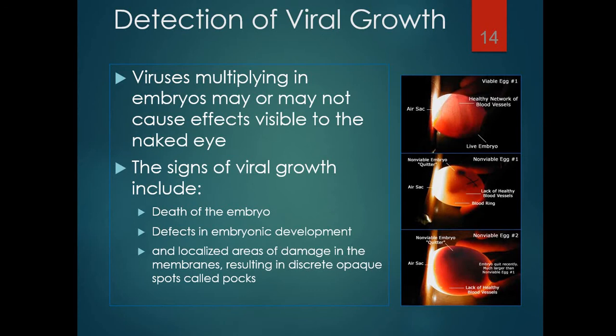Detection of viral growth. Viral multiplication in the embryo may or may not cause effects visible to the naked eye. The signs of viral growth include death of the embryo, defects in embryonic development, and localized areas of damage in the membrane resulting in discrete opaque spots, which are known as pox or pox lesions.